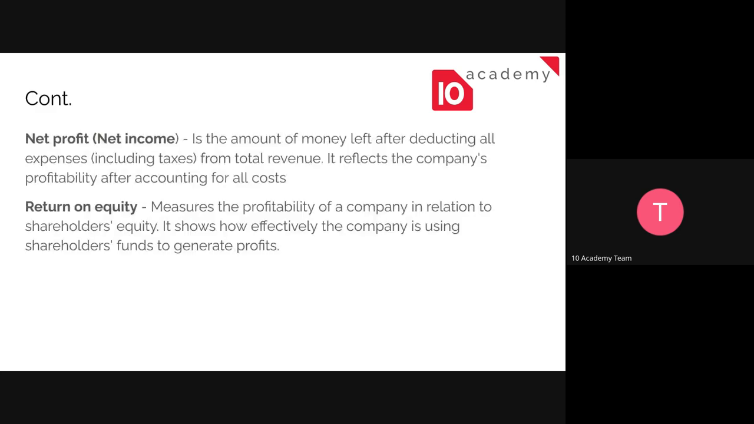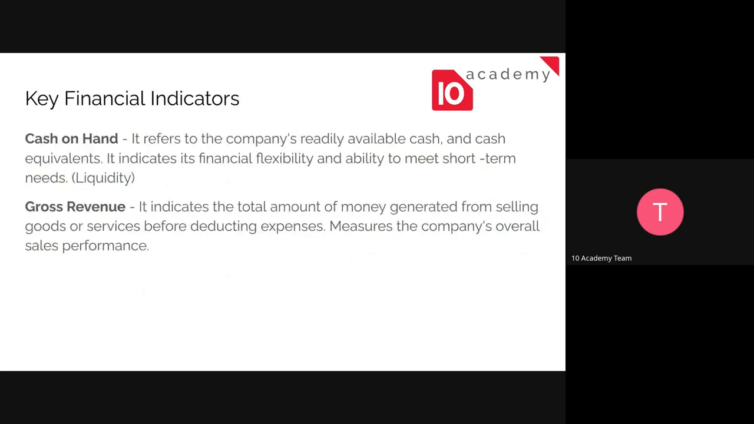Just to recap, these are the six key financial indicators or KPIs of the financial sector. Just to have a recap, having a large amount of cash on hand is beneficial, but to a point, right? If it has a large amount of cash on hand, that's not necessarily good. It may indicate a policy.